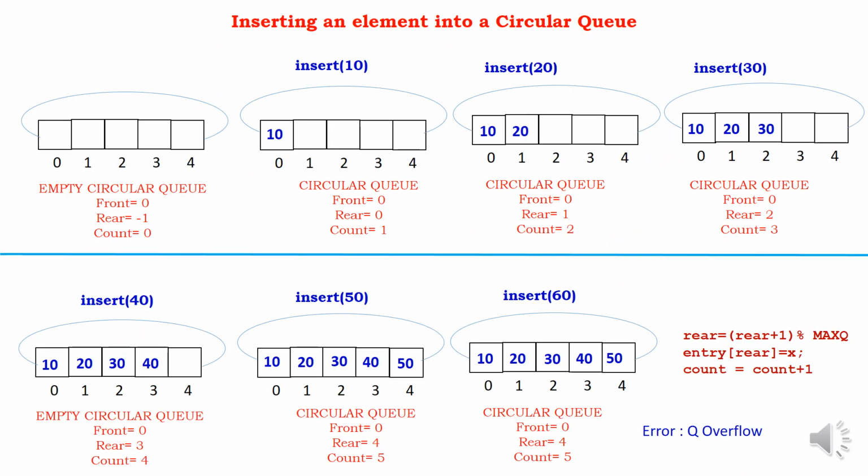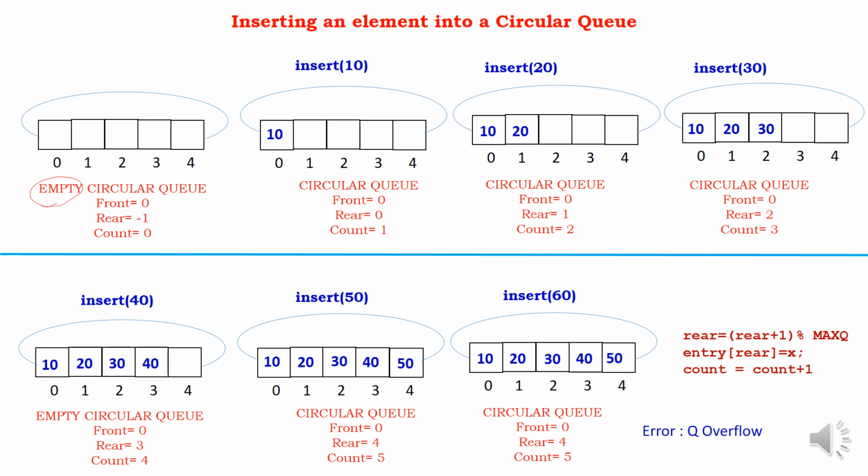Now inserting an element into a circular queue. Initially there is a queue which can store a maximum of 5 elements. Initially we assume that it is an empty circular queue. First element is adjacent to last element. All are circular queues only. We assume that the first element is adjacent to the last element.